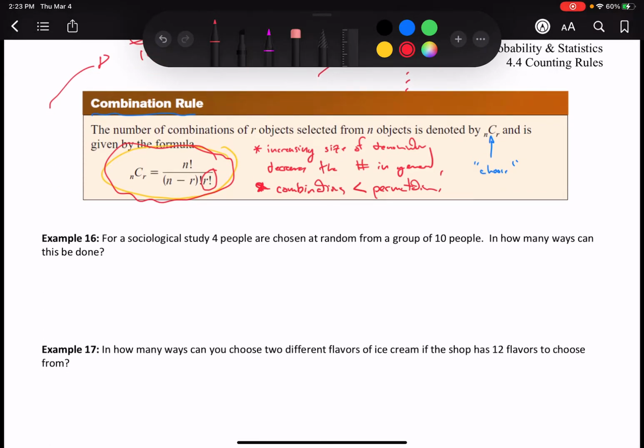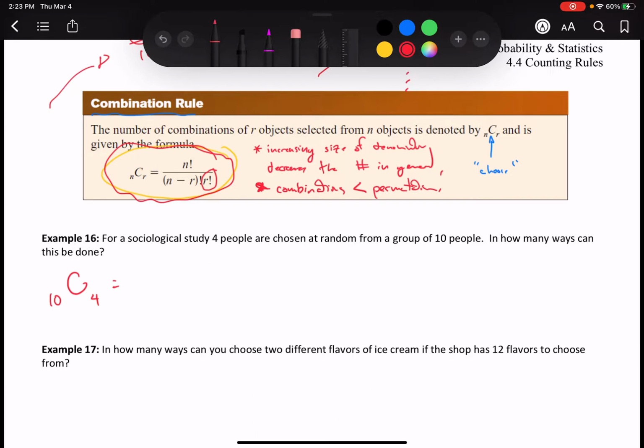For a sociological study, 4 people are chosen at random from a group of 10 people. In how many ways can this be done? So permutations is out the window. We don't care about the arrangement. We don't care about the order in which these people are chosen. So this is a 10 choose 4 scenario.